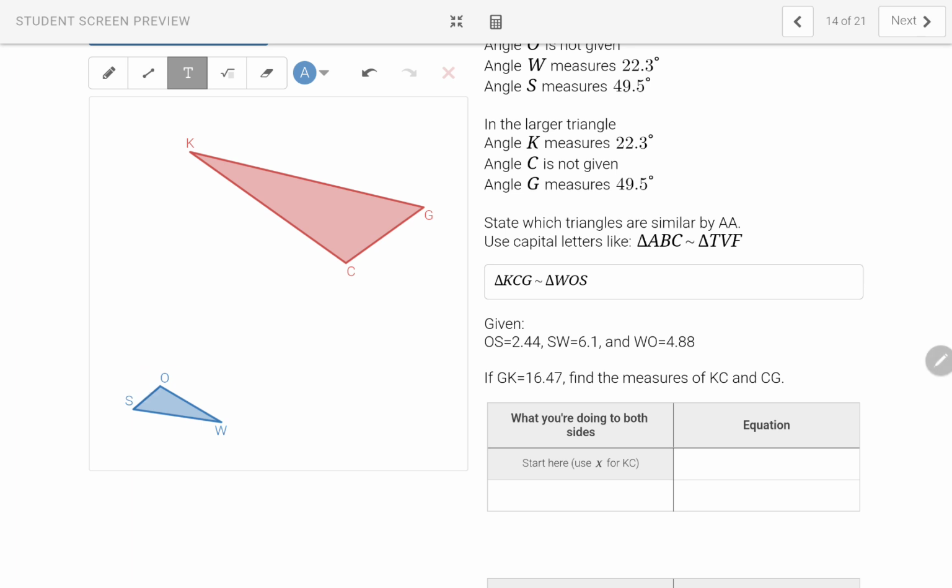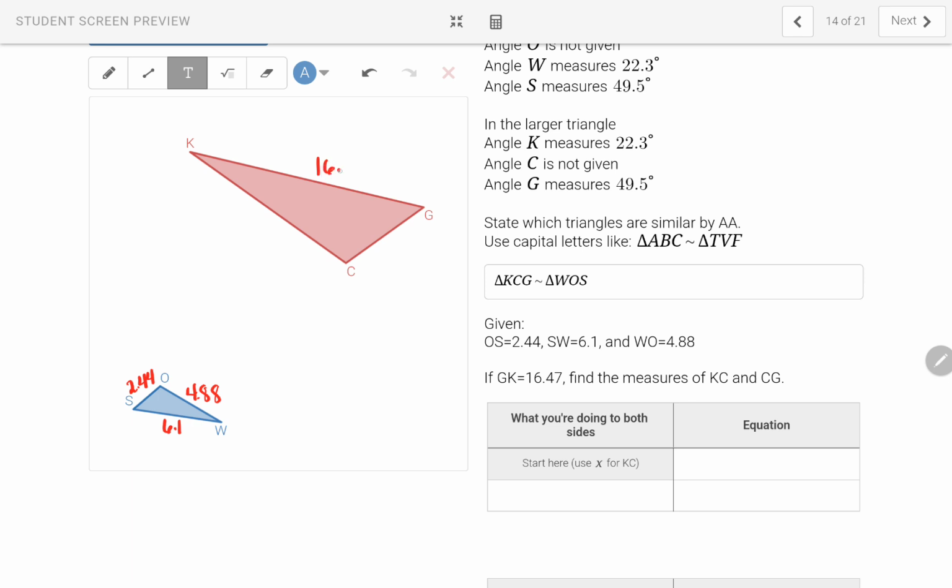So they said that OS, it was letting me do text on the other ones, but I don't know why it's not letting me now. Okay, so OS is 2.44. You can use the text. I feel like that's the easiest thing to do when you're labeling. SW is 6.1. OW is 4.88.